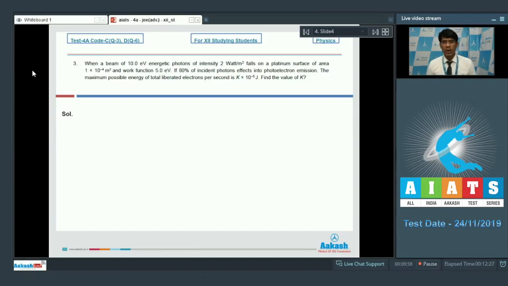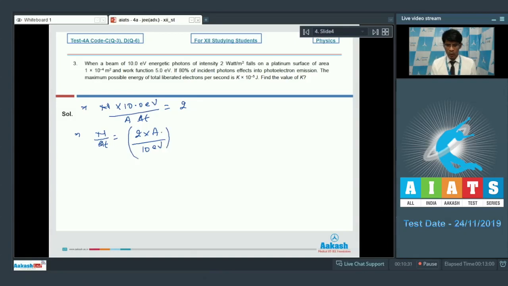Let N be the total number of photons that is actually incident on the metal surface. So simply I would say N into the energy of one single photon, that happens to be how much? It is 10 electron volt, divided by A into delta T. This is the intensity that is being mentioned here as 2. Fine. Now further, N divided by delta T is equal to 2 into A divided by 10 electron volt. This is the total number of photons that is incident per second.